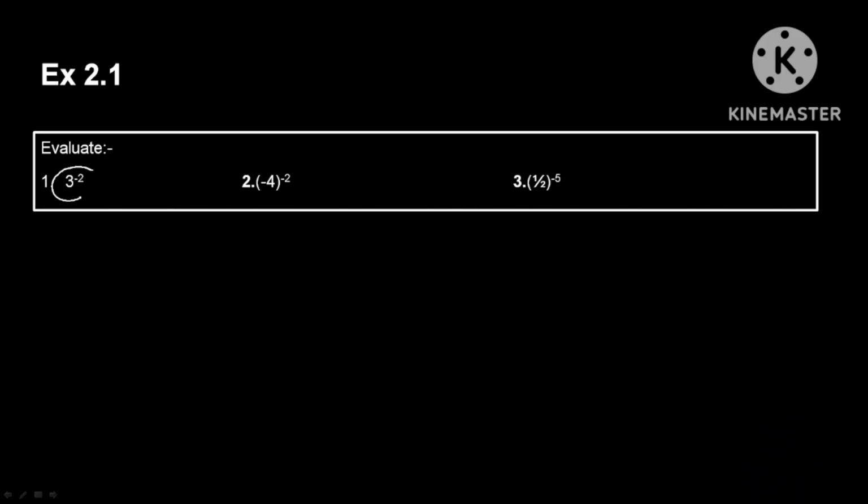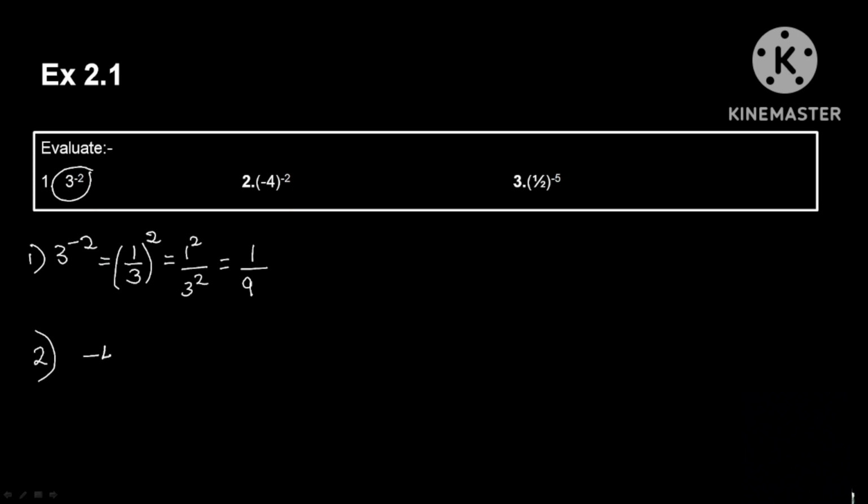Evaluate 3 raised to the power of minus 2. This minus 2 has to be changed into positive 2, for which we have to reciprocate the base. This will be 1 by 3 whole raised to the power of 2. Since they said to evaluate, we have to find the value of this power. 1 by 3 whole raised to the power of 2 is equal to 1 raised to the power of 2 divided by 3 raised to the power of 2, which is equal to 1 by 9. Let's move to the second one.